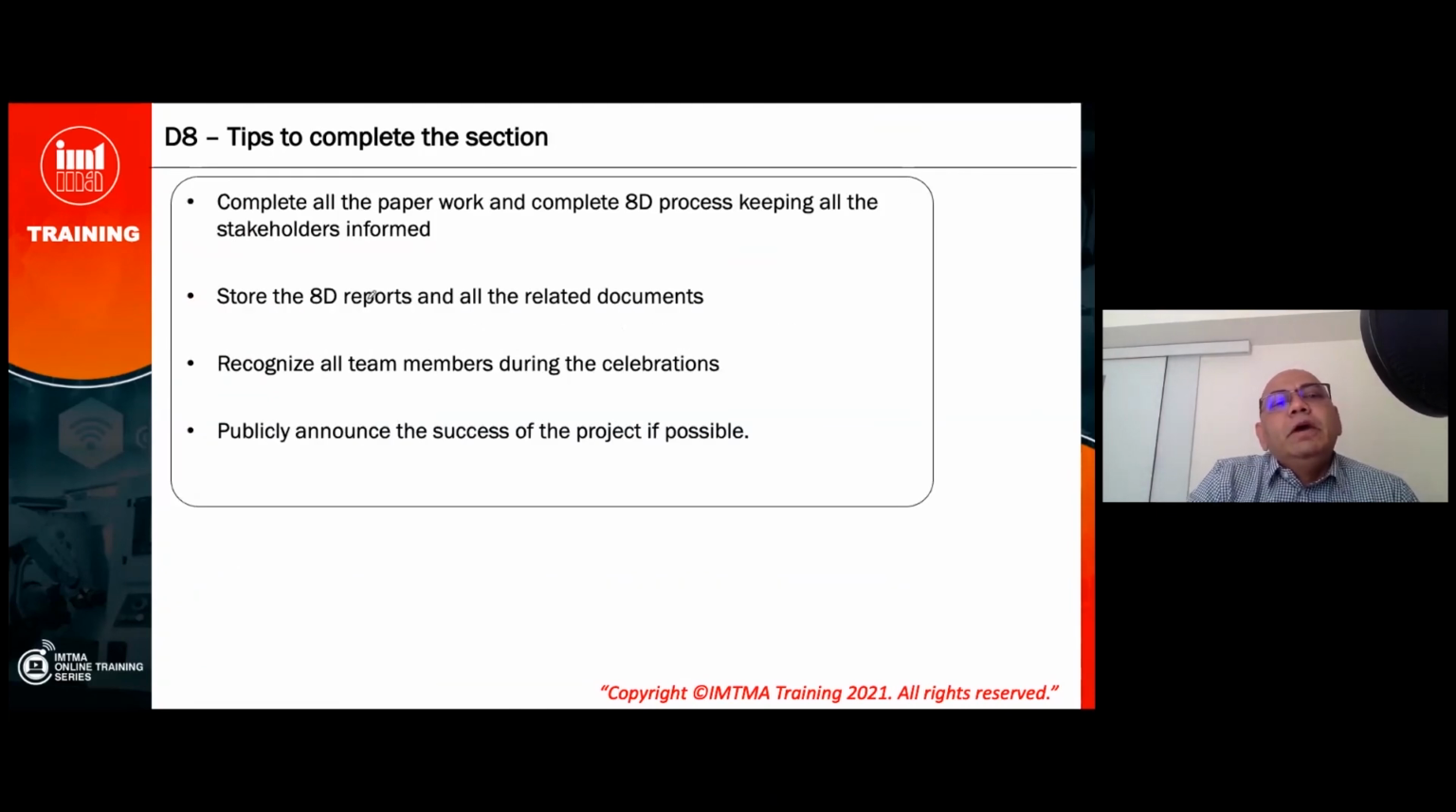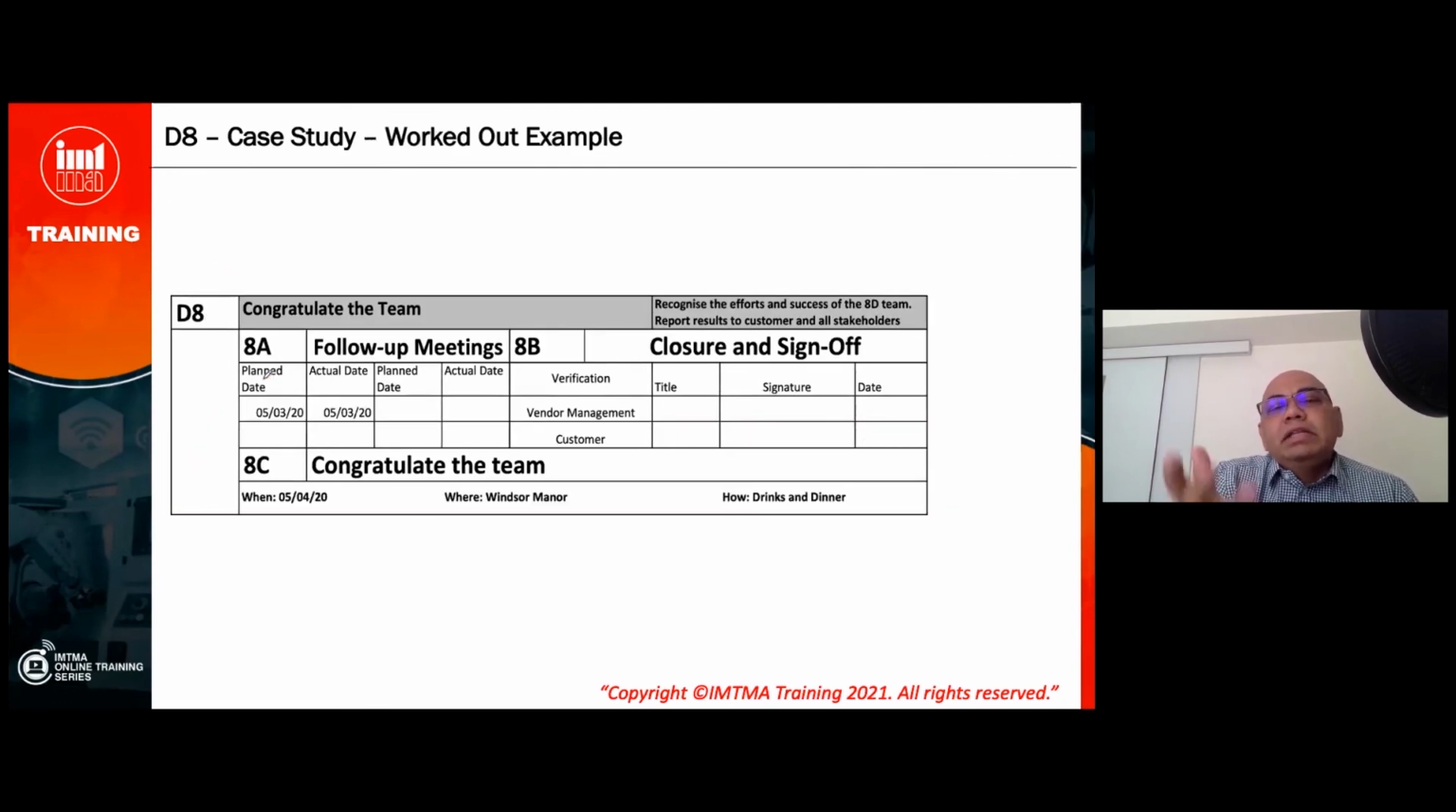So typically we complete all paperwork and complete the 8D process, keeping all stakeholders involved, store the 8D documents, recognize all the team leaders, and publicly announce the success of the project. That is what we do. And typically this is the final section, congratulate the team, which I have filled up. So that completes my 8D.